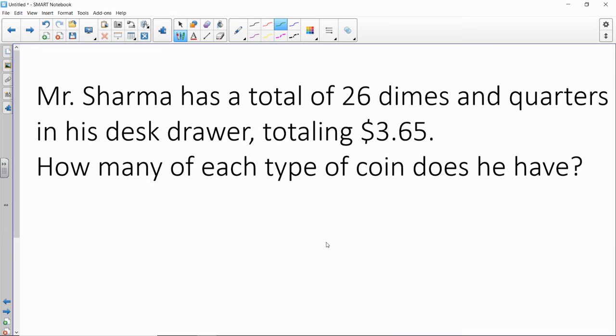So Mr. Sharma has a total of 26 dimes and quarters in his desk drawer, totaling $3.65. How many of each coin does he have? So some of you tried to figure this out by creating a combination of dimes and quarters that totaled $3.65, but you ignored the fact that there has to be 26 total coins. So our equations, I will use x for dimes and y for quarters. And we know the total of dimes and quarters has to be 26.